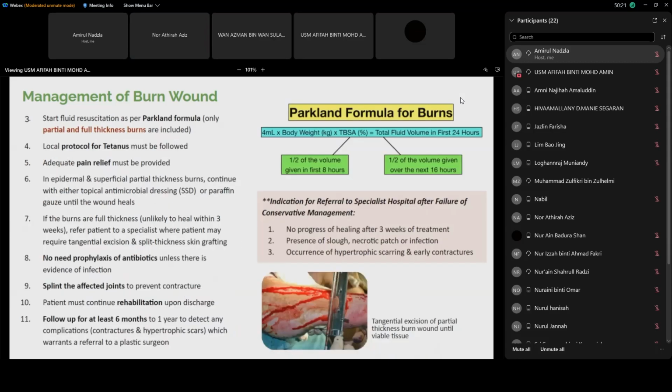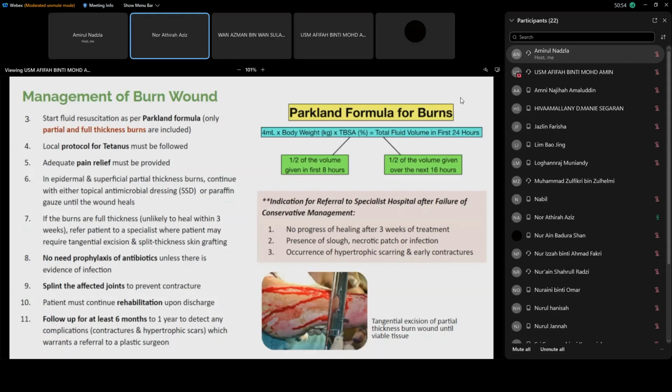And then we start fluid resuscitation as per the Parkland formula. It is only used in partial and full thickness burns, where the Parkland formula is 4 milliliters times body weight in kg times total body surface area, equal to the total fluid volume in the first 24 hours. Half of the volume will be given in the first 8 hours, whereas the other half will be given over the next 16 hours.